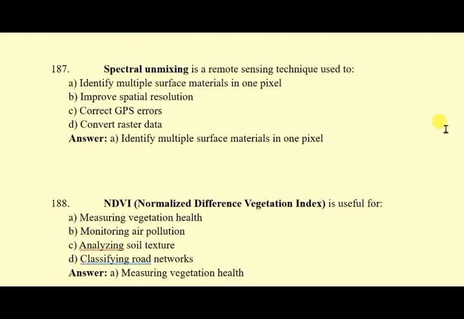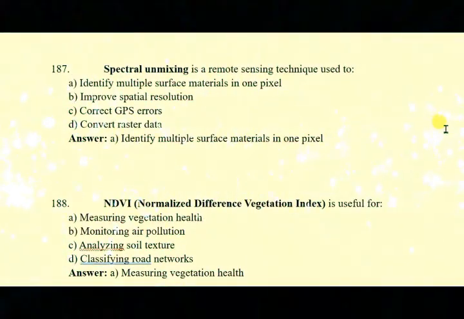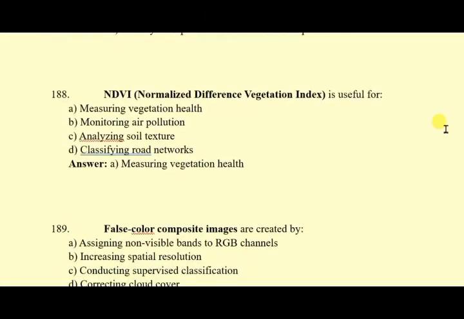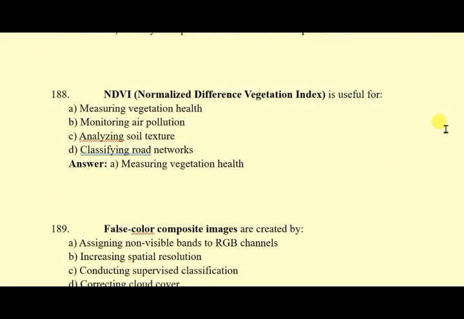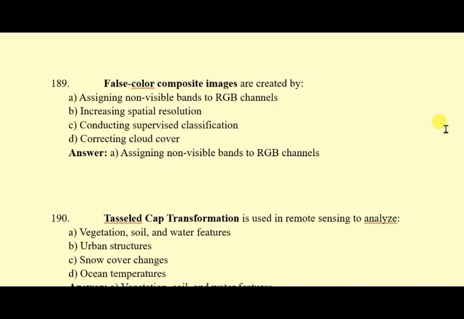Question 187, spectral unmixing is a remote sensing technique used to identify multiple surface materials in one pixel, improve spatial resolution, correct GPS errors, convert raster data. Here the right answer will be identify multiple surface materials in one pixel. Question 188, NDVI, normalized difference vegetation index, is used for measuring vegetation health, monitoring air pollution, analyzing soil texture, classifying road networks. The right answer will be measuring vegetation health.